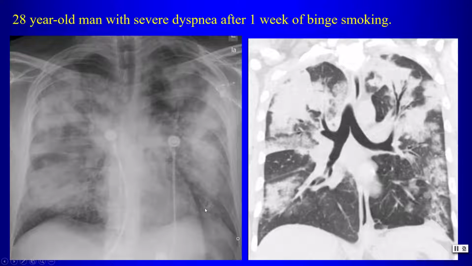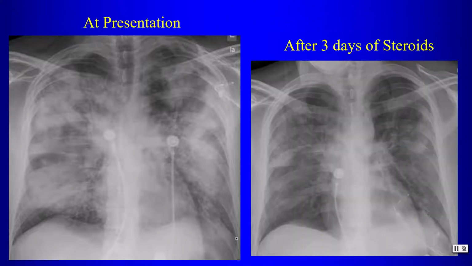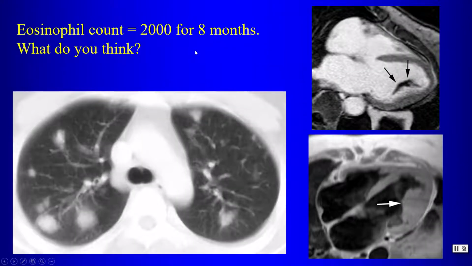So here's an example. This was a young patient with severe shortness of breath after a week of binge smoking, widespread bilateral consolidations, and you can see that also on the CT scan. This patient had elevated eosinophils in the bronchoalveolar lavage fluid, so this was also a case of acute eosinophilic pneumonia, and you can see the rapid response to steroids after 3 days, a marked improvement in the pulmonary consolidations here.